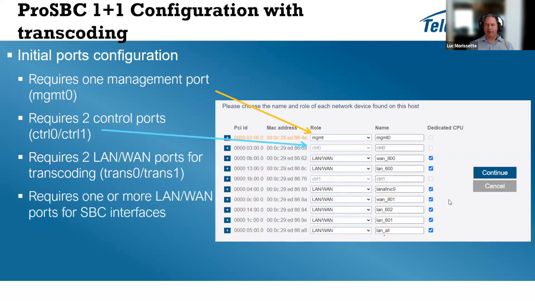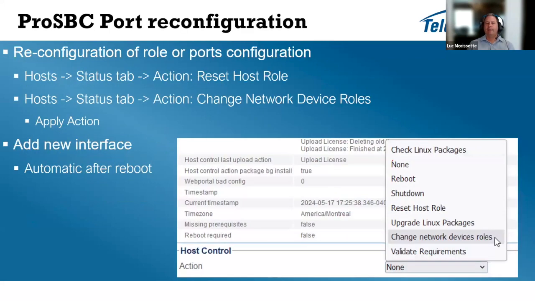I then have more LAN1 ports for SBC. So this one, this one, this one, this one, this one, all ports that I'm using in my ProSBC tool for different purposes. My 600 network and my 800 network are private, different VLANs, different private networks that I'm using. So you just need to choose all these roles in your system. Once you have chosen this, you will start using the system.